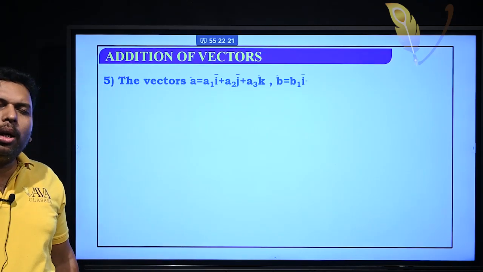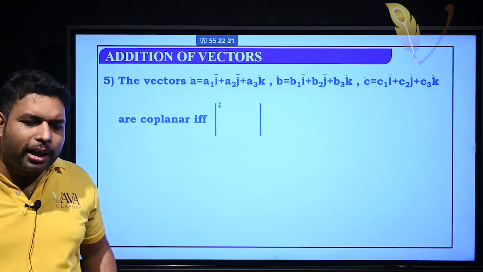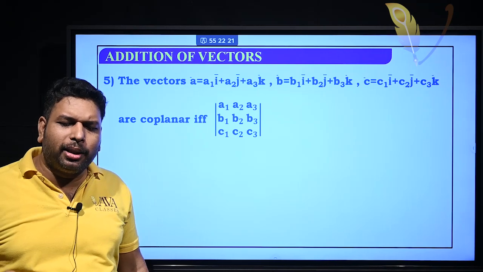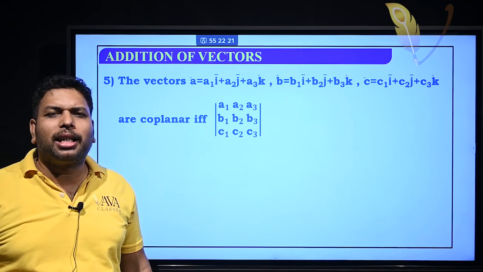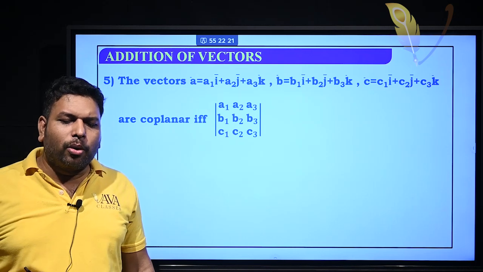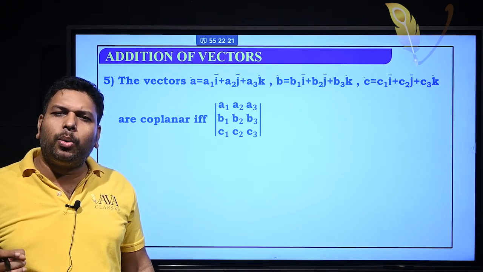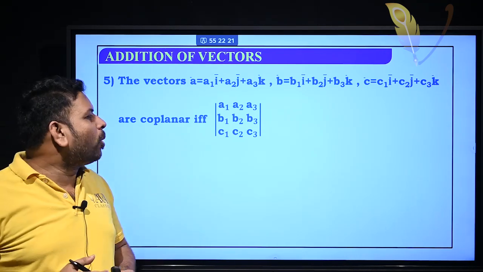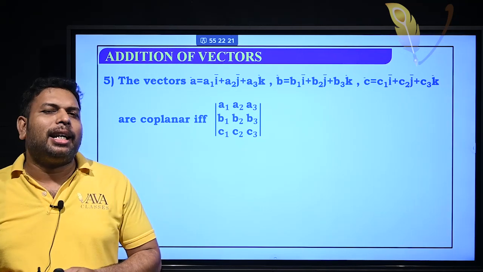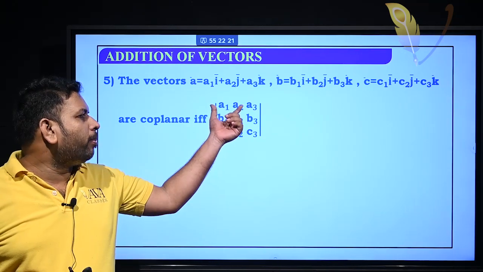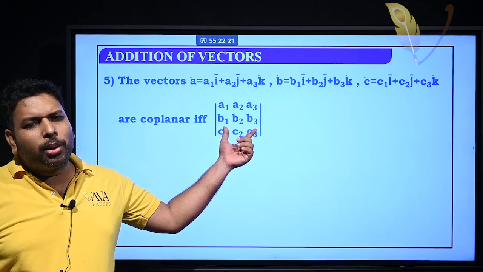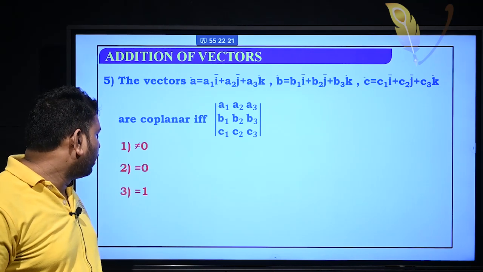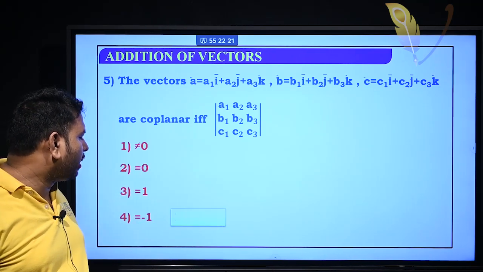The vectors A equal to A1 i cap plus A2 j cap plus A3 k cap, B equal to B1 i cap plus B2 j cap plus B3 k cap, C equal to C1 i cap plus C2 j cap plus C3 k cap are coplanar if and only if the determinant of A1, A2, A3, B1, B2, B3, C1, C2, C3 is zero. Since they are coplanar, they are linearly dependent, so some vector must be a constant multiple of another, so their determinant must be 0. So the second option is the right option, students.